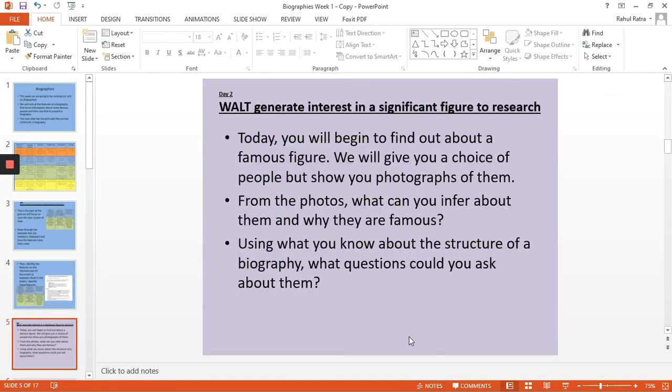On day two, you're going to generate interest in a significant figure to research. We will give you a choice of photographs, and you can then try and infer information about them. Now, what does infer mean? We've done it in reading skills. Infer is when you look at the clues in a photograph or text and then try to understand who the famous person is, or what have they done in their lives, what are their achievements. So you could infer such information by looking at those photographs.